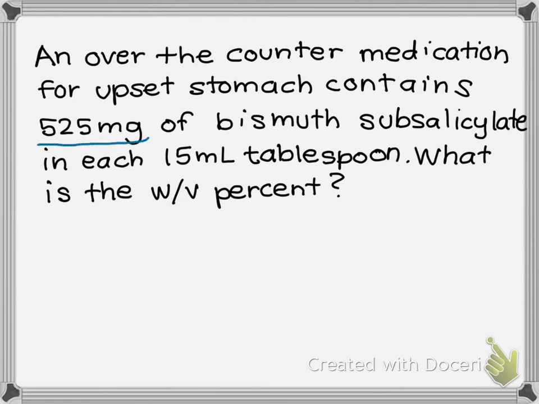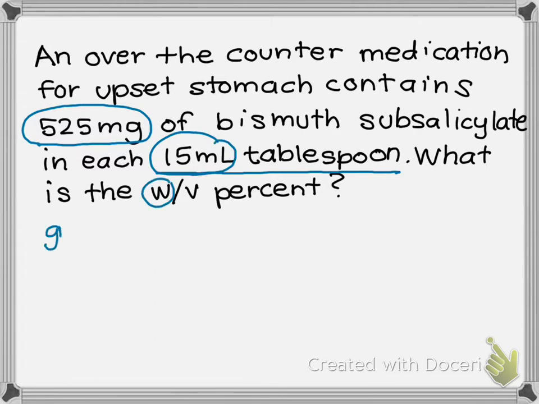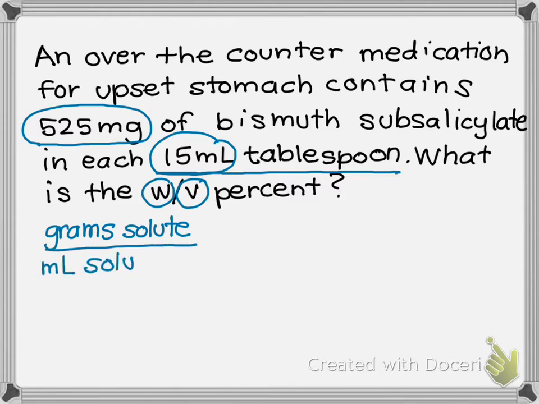So it has 524 milligrams of the solute, and it is contained in each 15 milliliter tablespoon of the solution. So we have 15 milliliters. So what is the weight? So that's going to be grams, on top is solute, per volume, which is going to be milliliters of solution, and then percent, so times 100.